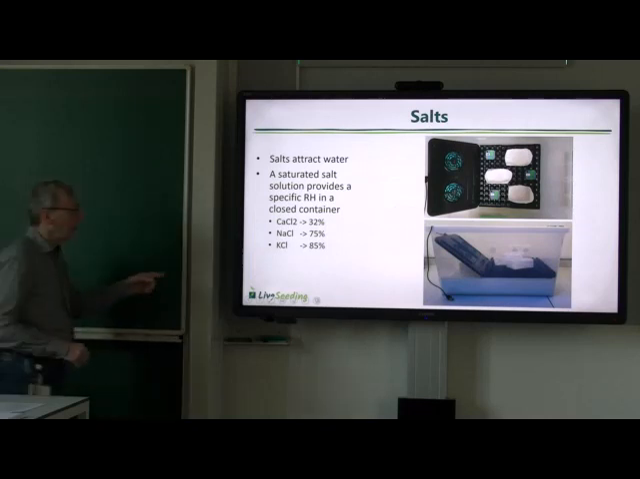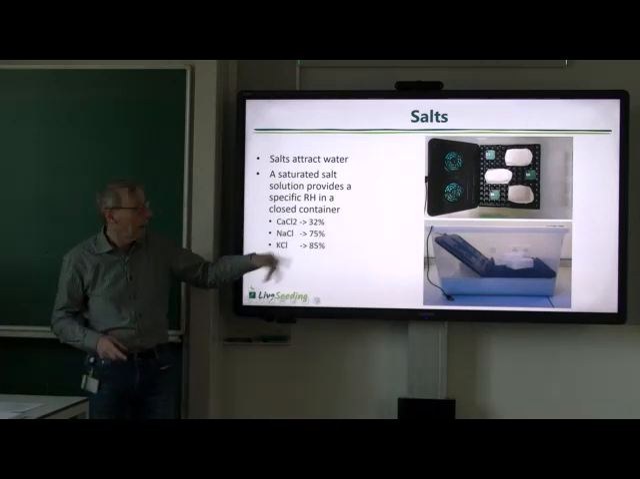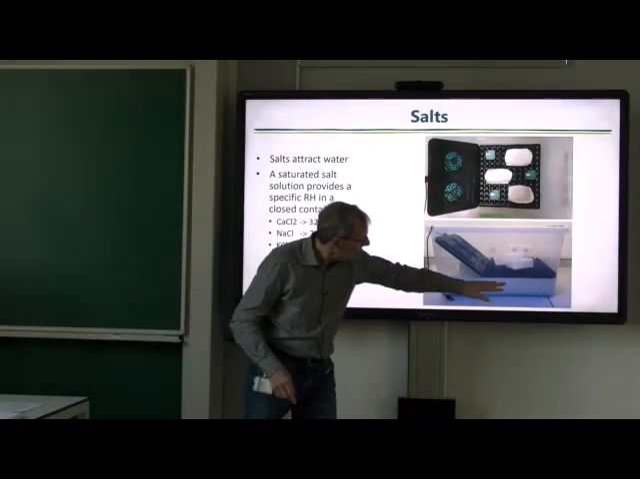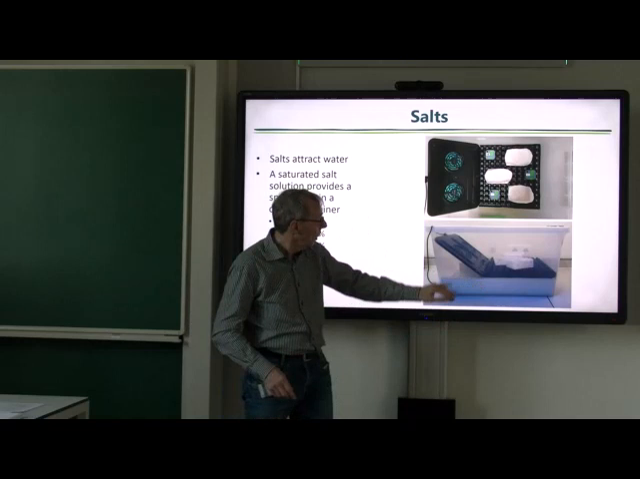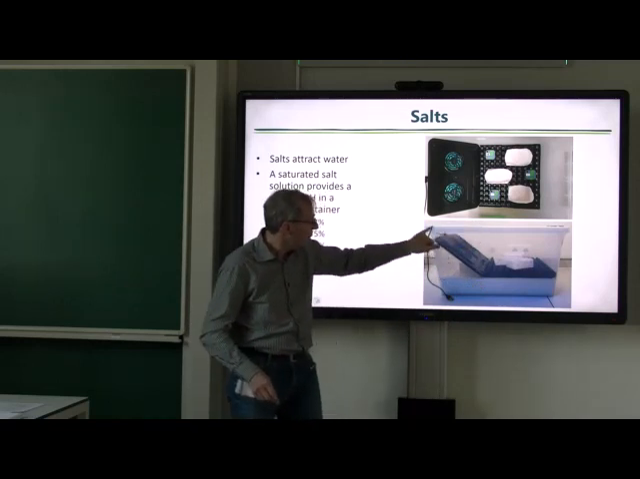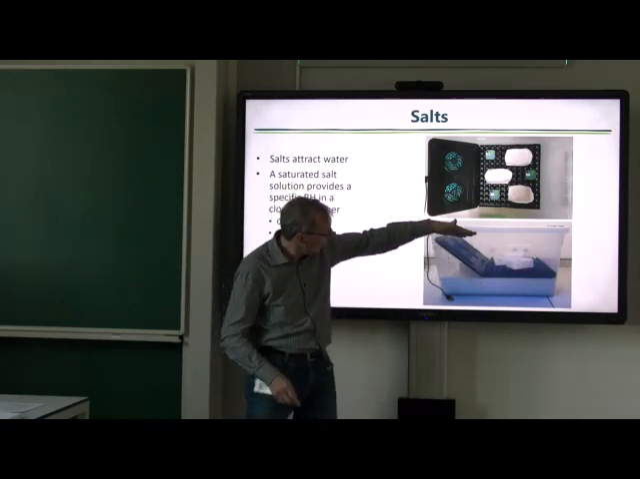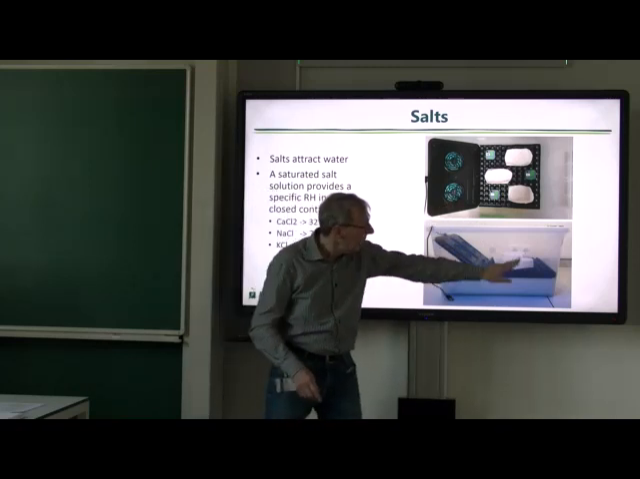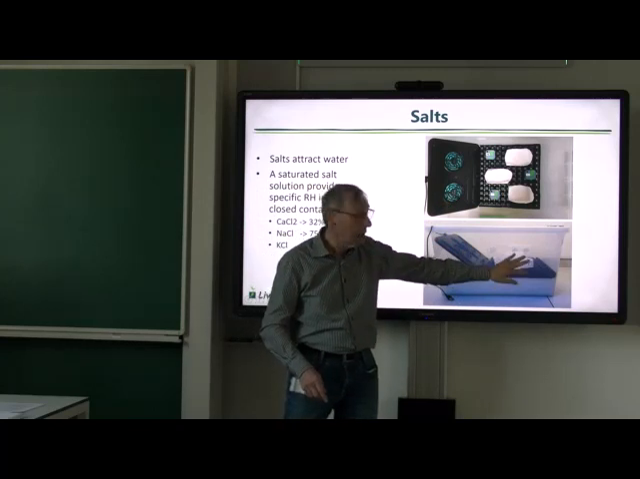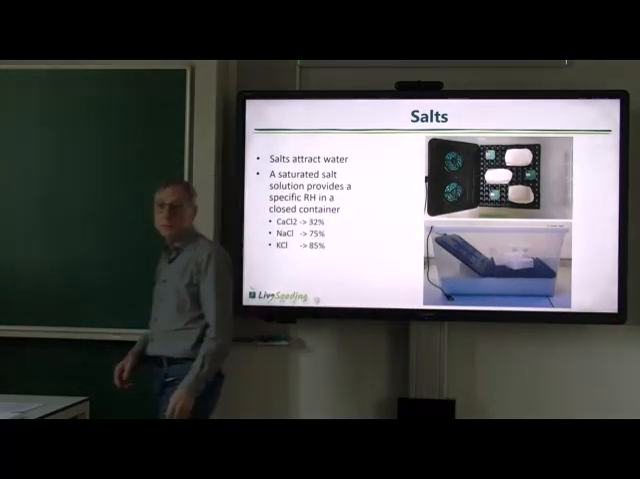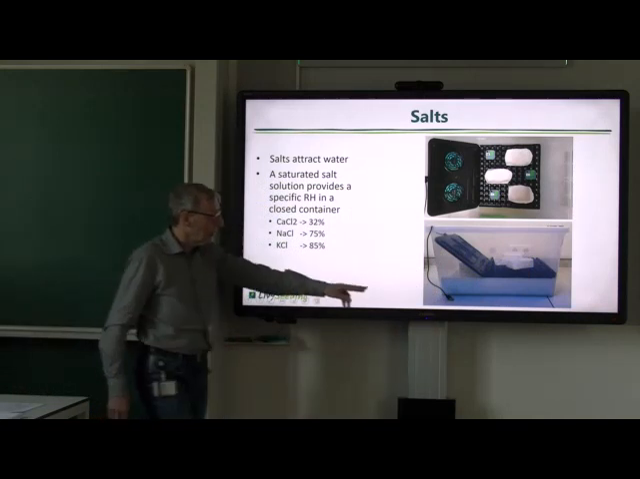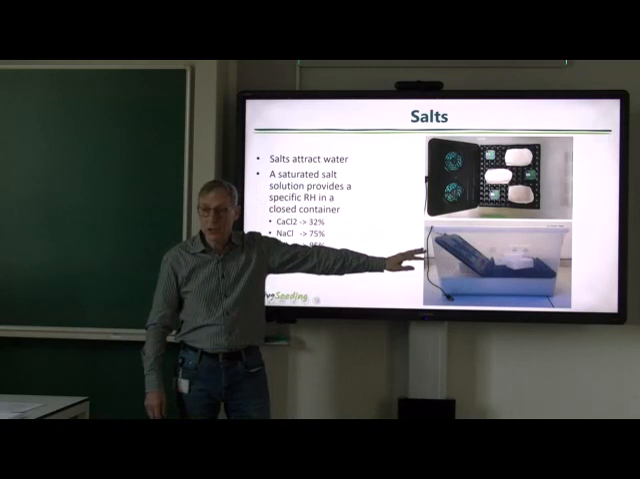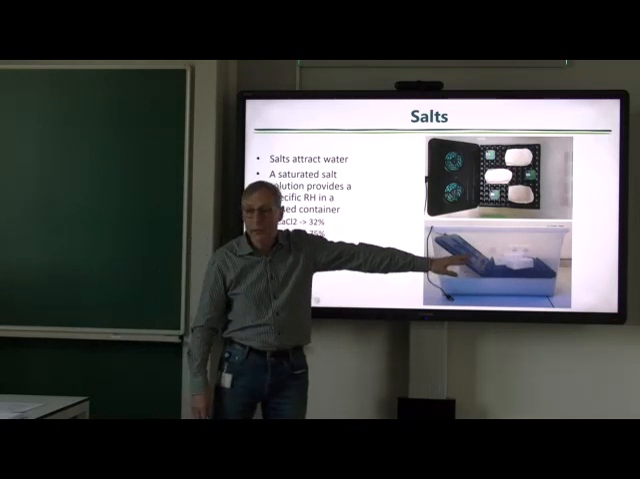Another way, and we will work on this this afternoon, is this salt solution we have here. We have a tray with a salt solution. We have a box which can be closed. We have here a computer fan, a laptop fan, that is moving the air over the salt solution and creating a certain relative humidity in the box. If I use sodium chloride, the humidity will be around 75%. And if I use calcium chloride, the humidity will be around 32%.